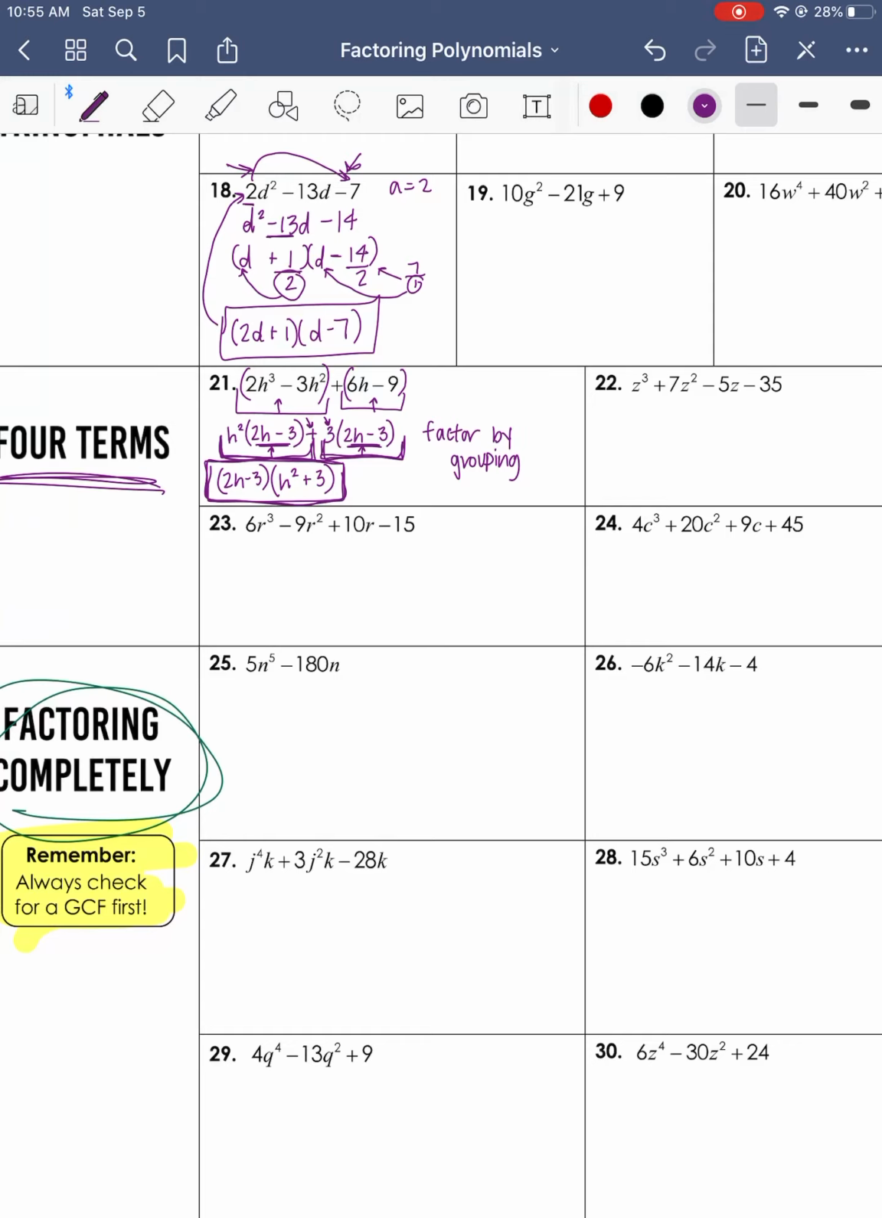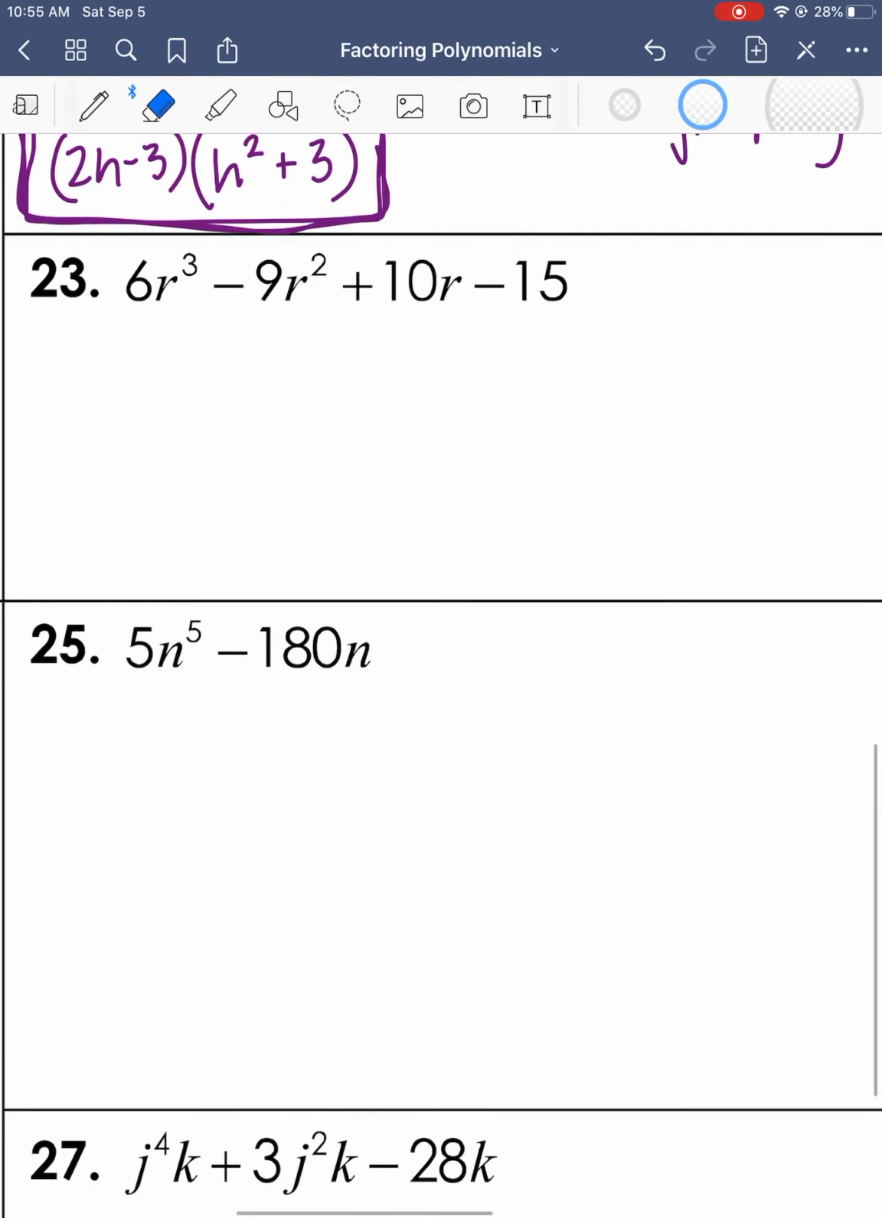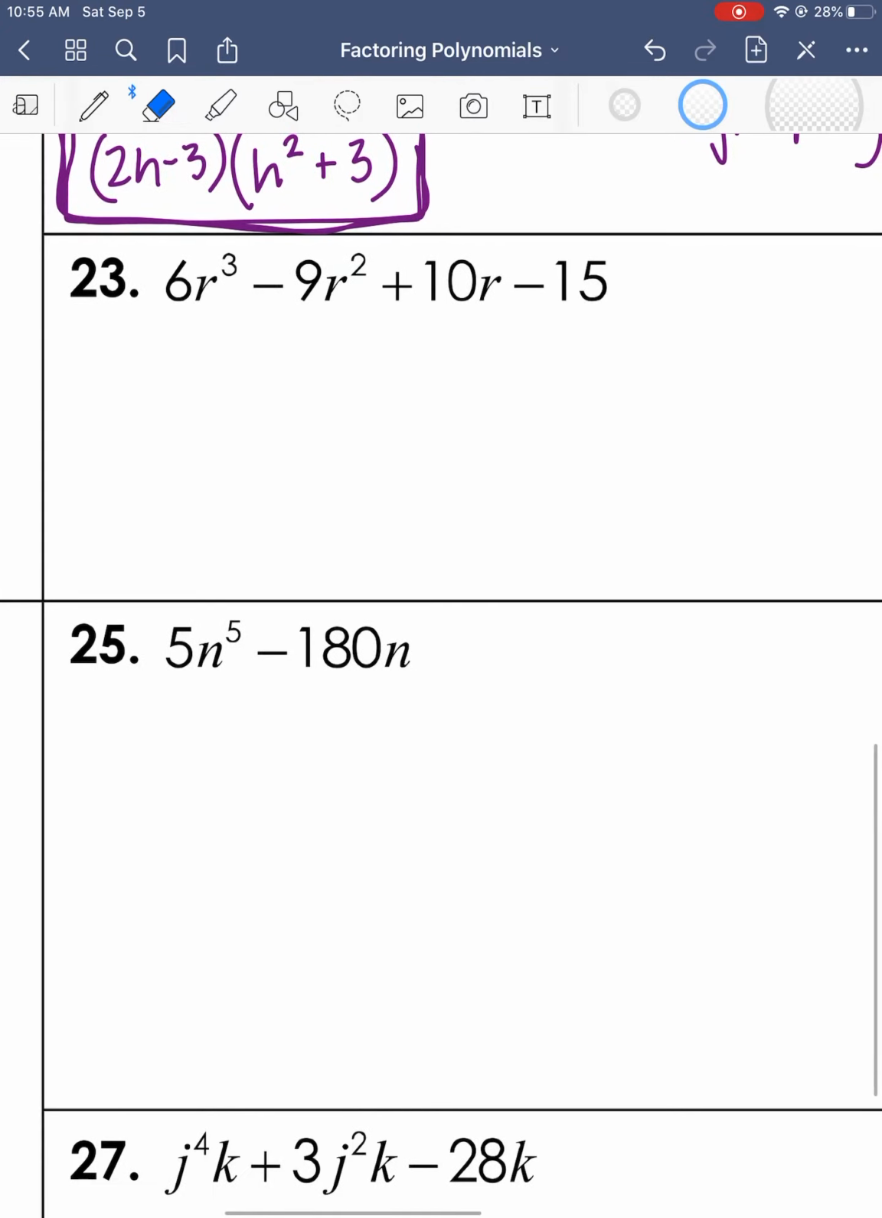So this one, like I had said in the video, we're always going to be looking for a greatest common factor first, because these other factoring methods will not work if you don't factor the greatest common factor out completely, okay? So let's look at number 25 here. Step 1, like I just got done saying, greatest common factor. Do we have a greatest common factor here? And it turns out we do. We have 5n can be factored out of this.